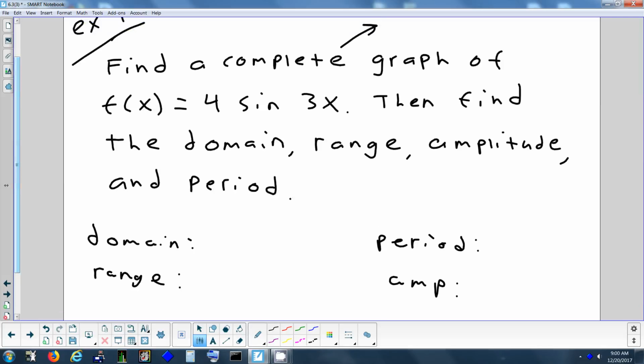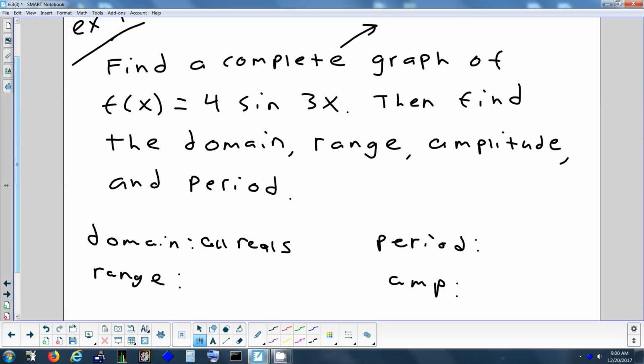Okay? Isn't the domain all real numbers? Yeah, the domain is all real numbers. Remember, these are always connected waves. So if they're connected and they go left and right forever, you can plug in anything you want and triple it and then take the sine of it. When we get into tangent and the other functions, that's not always true. The domain is not all real numbers. All reals.